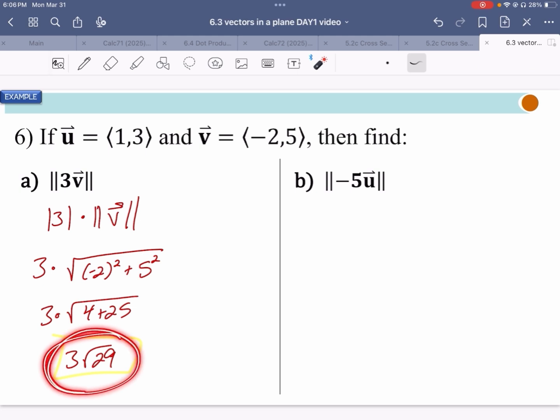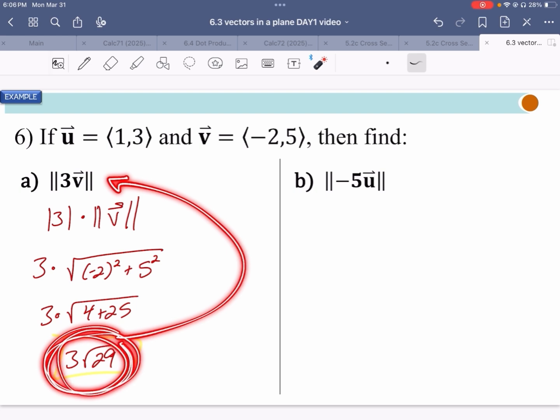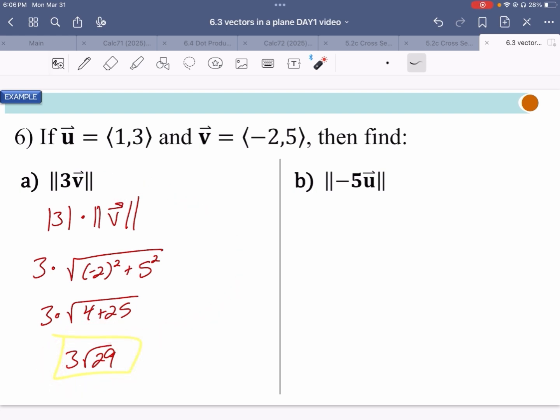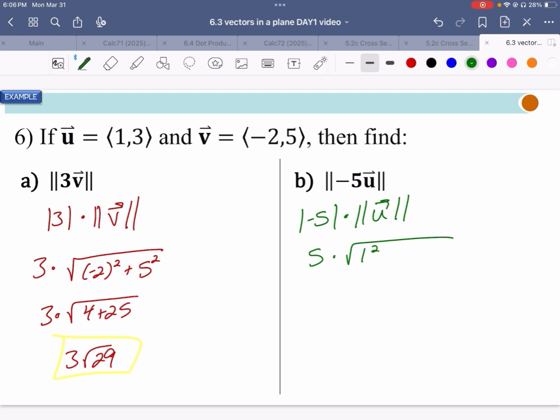We did get a single number when we did this, because remember, we were trying to find the magnitude, and the magnitude is the length. So it makes sense that we now know that the length of 3 times this vector v is this number, 3 root 29. Now for part B, same thing. You can do the absolute value of -5 times the magnitude of vector u. So that would be 5 times the square root of 1 squared plus 3 squared. So that's going to be 5 times the square root of 10.